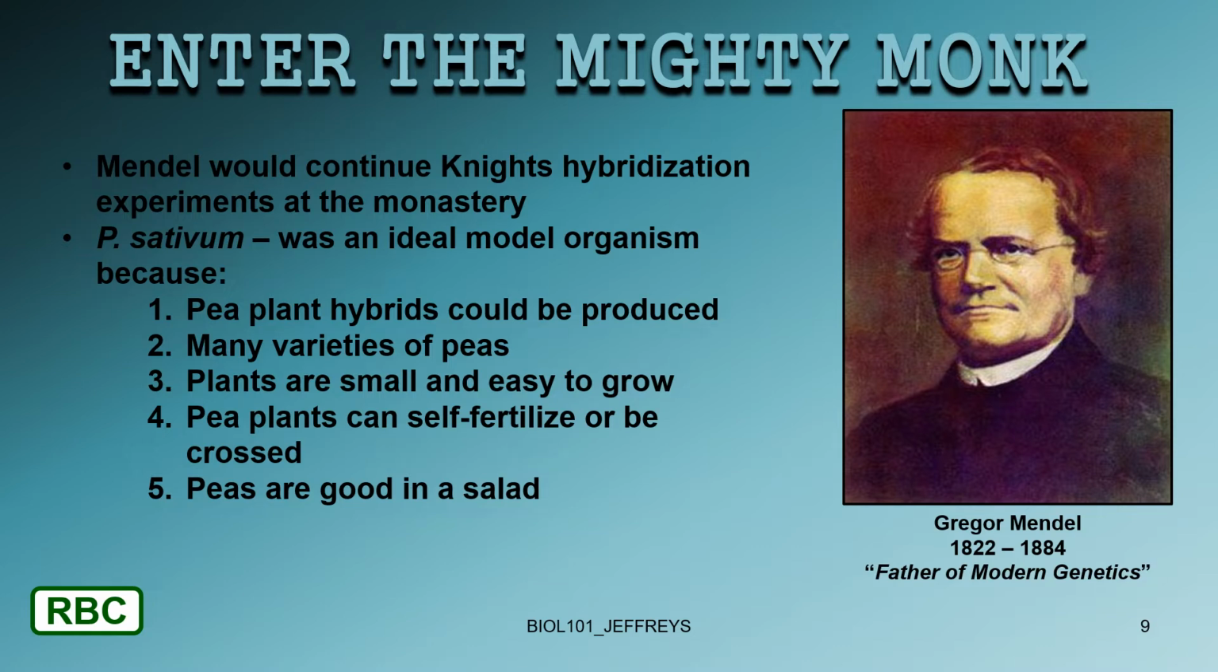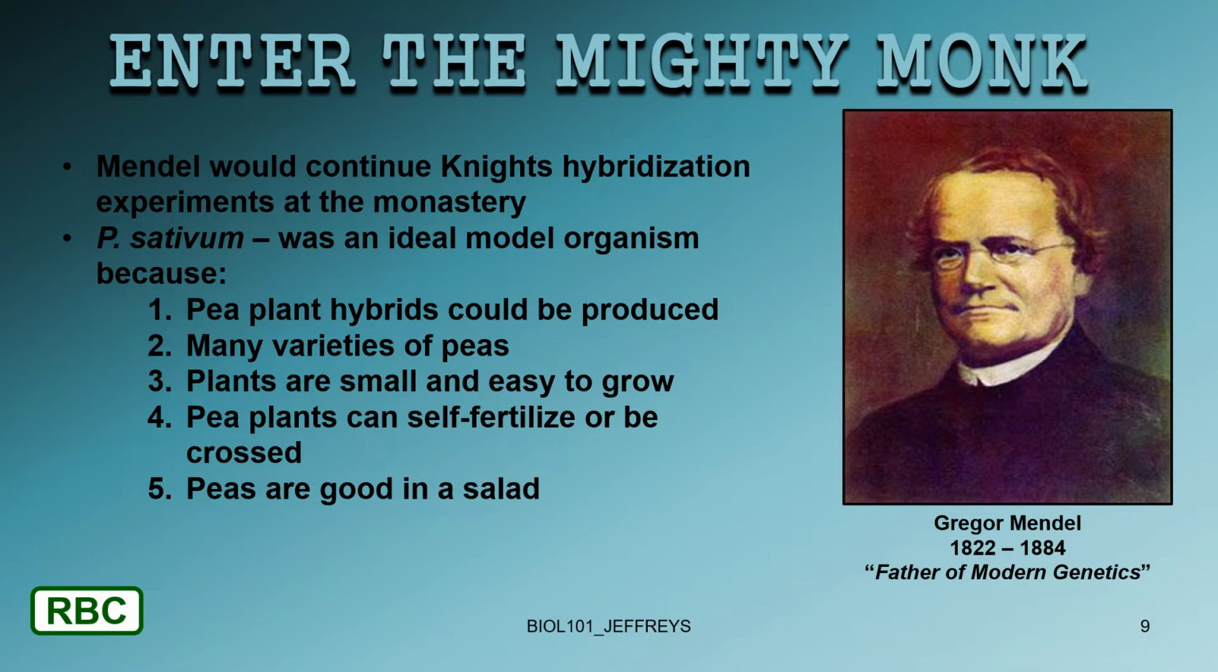So we have Gregor Mendel. He's considered the father of modern genetics. And he would continue Knight's hybridization experiments with pea plants at his monastery, the monastery where he lived. He was a monk.